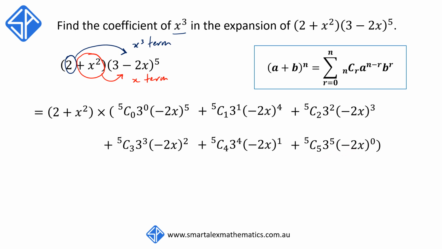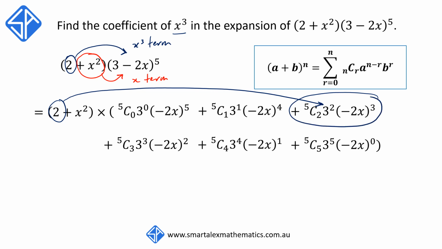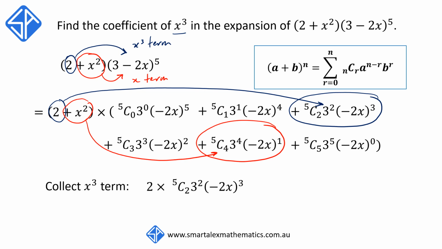Now, to get the x cubed term, this number 2 will need to multiply to the x cubed term here. And this x squared term will need to multiply to an x term, which is this one. So our next step now is to collect the x cubed terms. Our first term is simply 2 times 5C2 times 3 squared times (minus 2x) cubed. And the other term is x squared times 5C4 times 3 to the 4 times (minus 2x) to the 1.